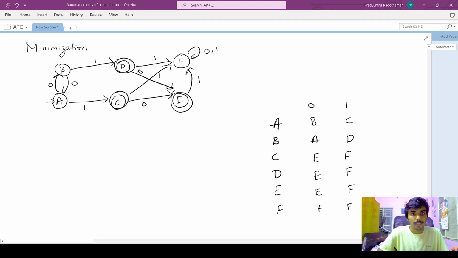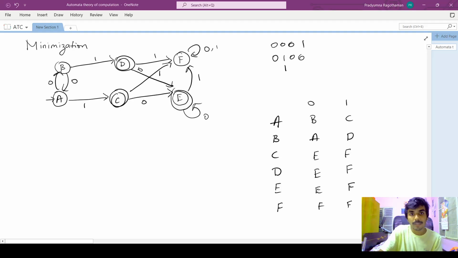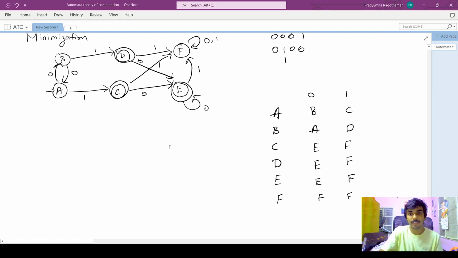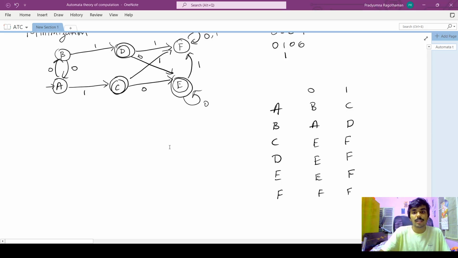The automata that we are going to use for minimization is on the screen. So this automata is simply designed to accept strings that contain only one 1, for example, and any number of zeros. For example, 0 0 0 0 1 would be accepted, or 0 1 0 0 will be accepted, or simply 1 will be accepted. But as you can see here, this automata is highly exaggerated, so we can obviously minimize this automata.